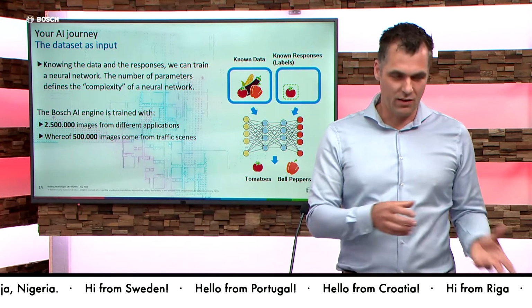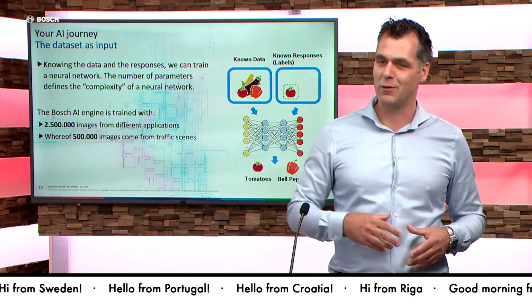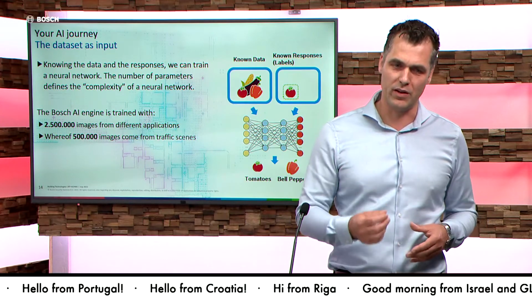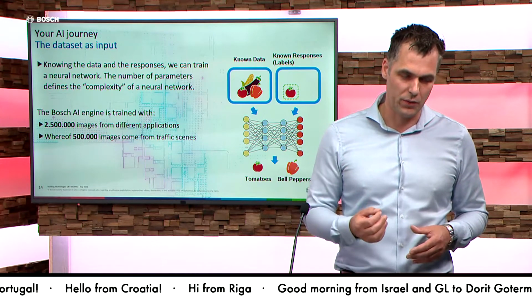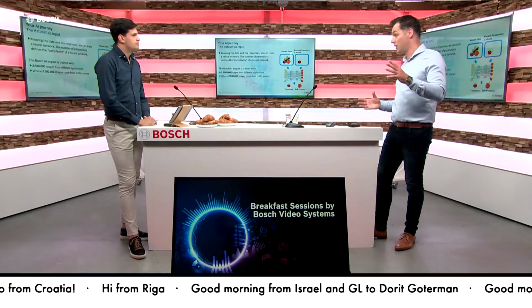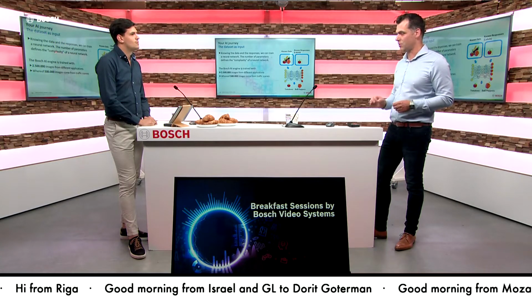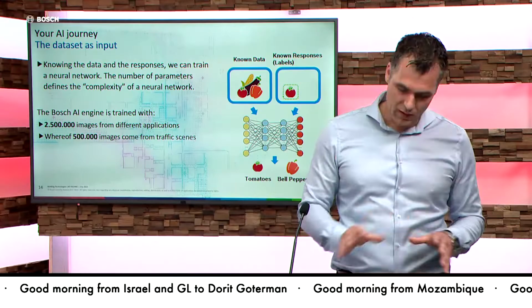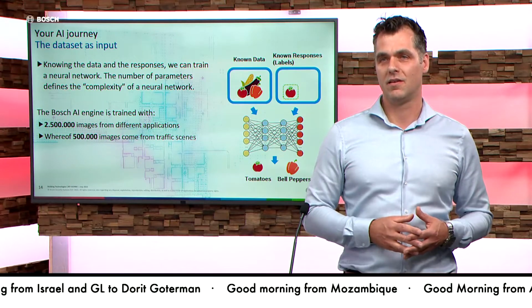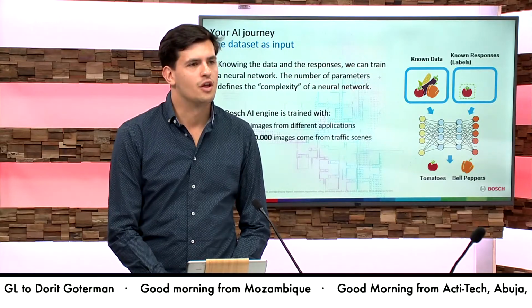So they have different use cases and different kinds of environments to make sure that our neural network is very, very strong. It's already quite big at this very moment, but we have enough horsepower in the camera to really run it. That's the beauty of it. Nice. And it all comes to the customer for free.